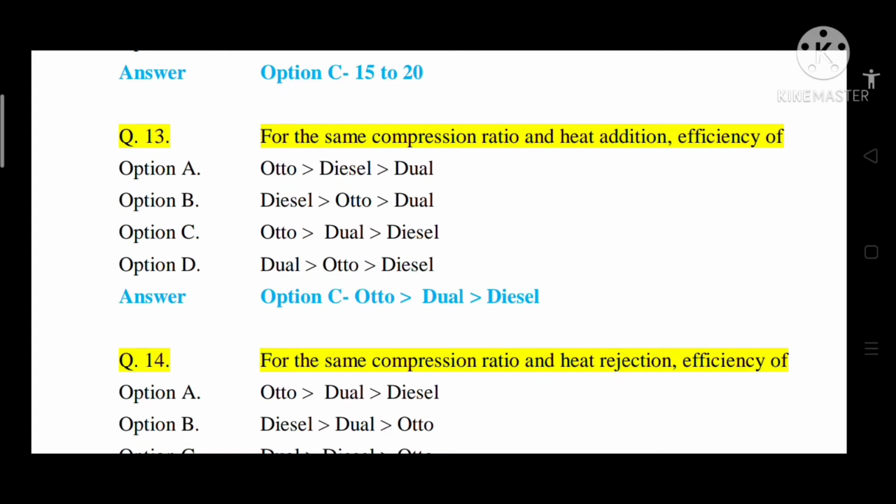So correct answer is option C, that is efficiency Otto is greater than efficiency dual is greater than diesel. So this is the sequence.